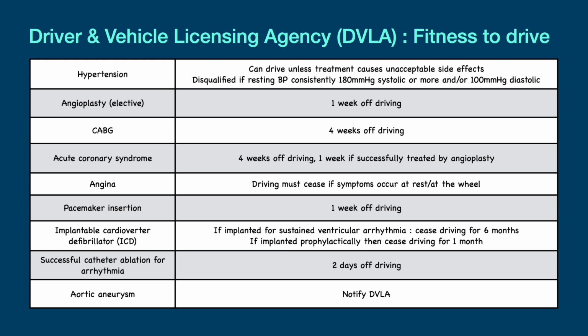For implantable cardioverter defibrillator or ICD, if implanted for sustained ventricular arrhythmias, cease driving for 6 months. If implanted prophylactically, then cease driving for 1 month. Having an ICD results in a permanent bar for Group 2 drivers. Successful catheter ablation for an arrhythmia, 2 days off driving. Aortic aneurysm of 6 centimeters or more, notify the DVLA.